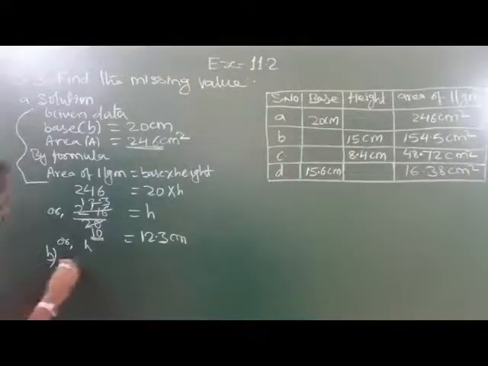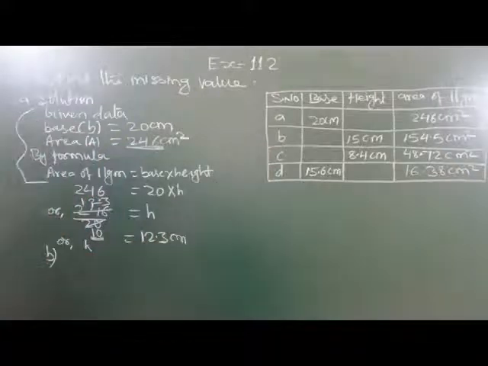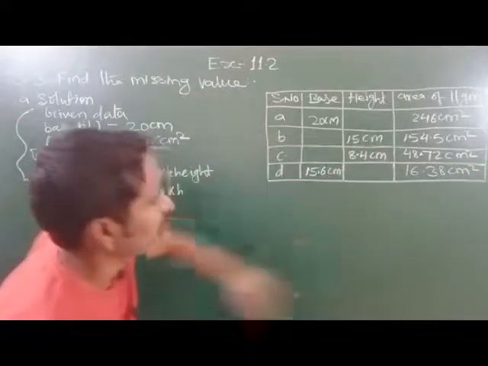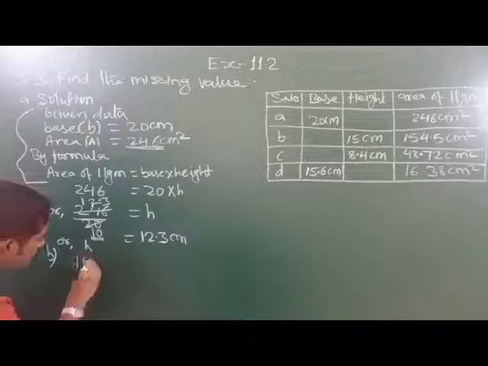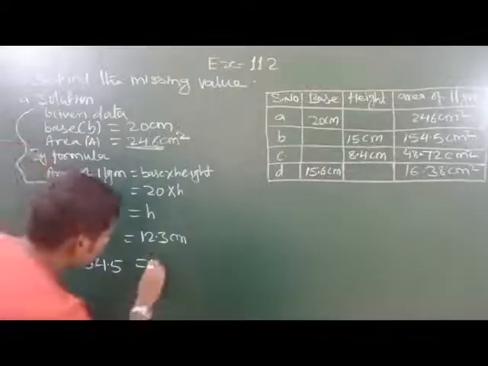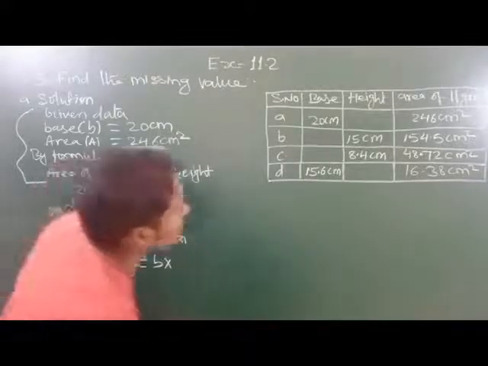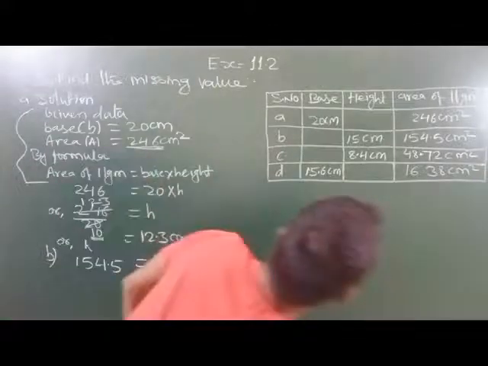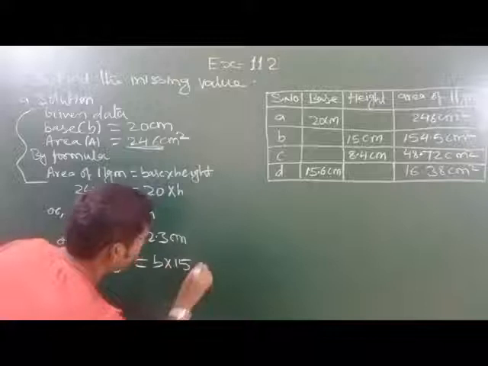So I am going to put it. Instead of writing area here, I will write that value directly. How much is given? 154.5. So 154.5 will be equal to base times height. Base is not given. How much is height given? Height is given as 15 centimeters. So I will write here 15 centimeter.